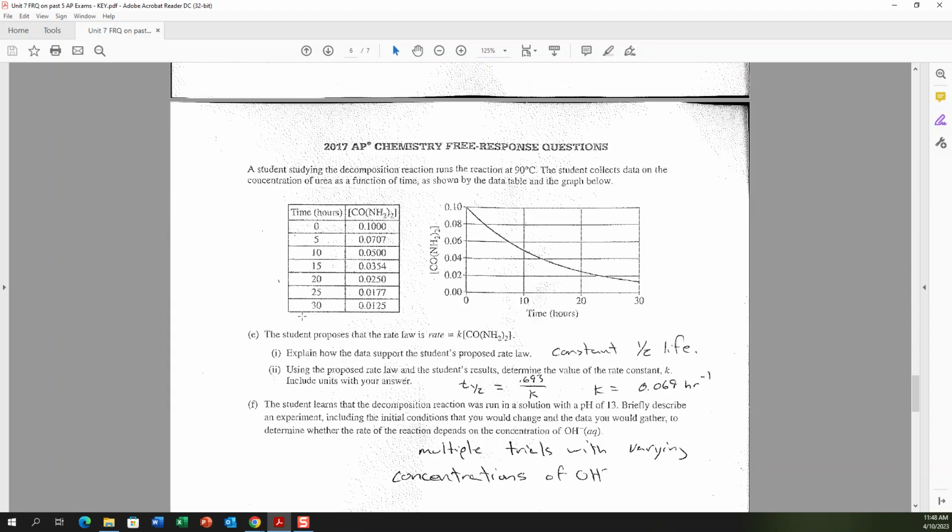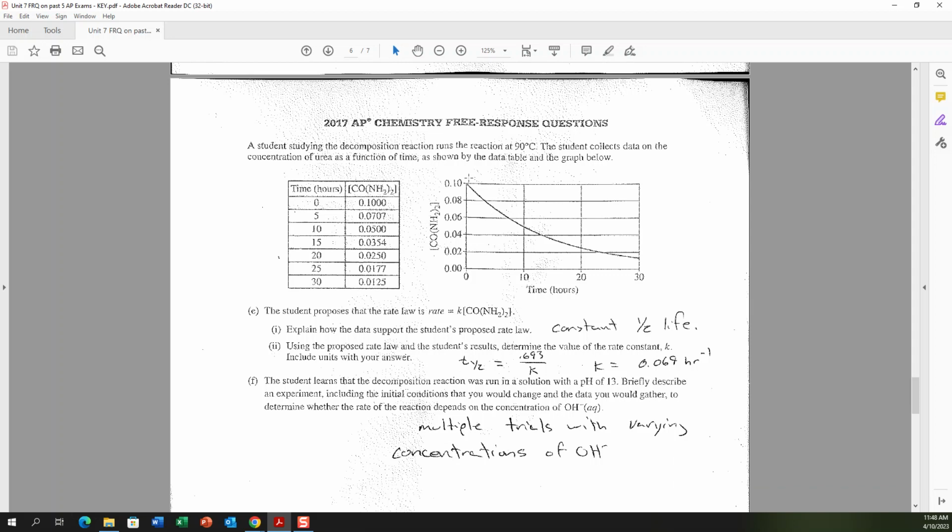And then part E was kinetics. Notice that the concentration versus time graph didn't give you a straight line. So that's showing you that it's not zero order. Maybe it's first order, maybe it's second order, but we know it's not zero order because if it was zero order, this graph should be a straight line, not a curved line.